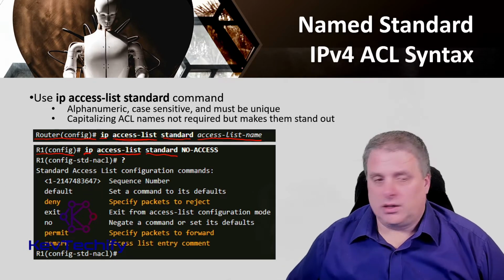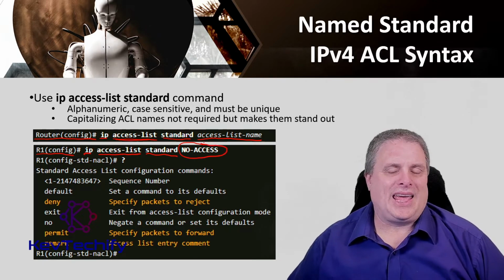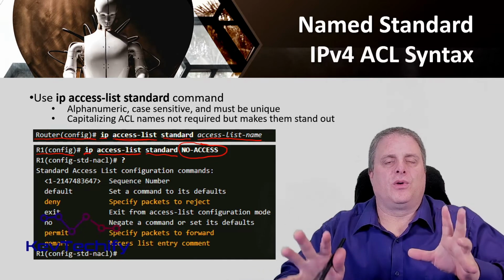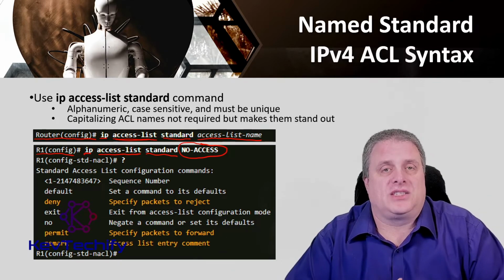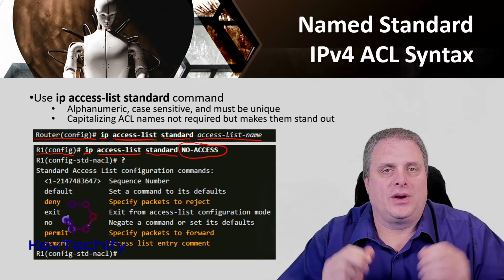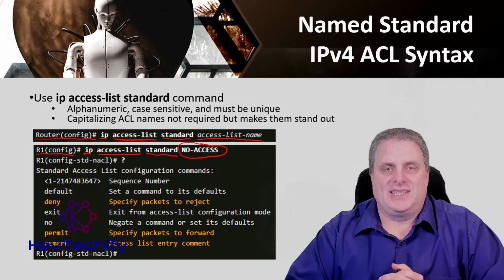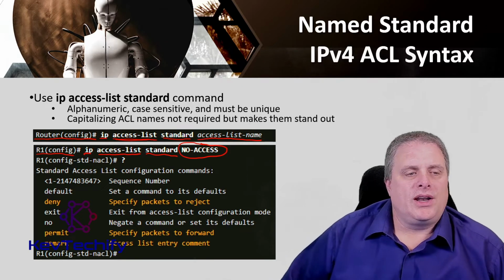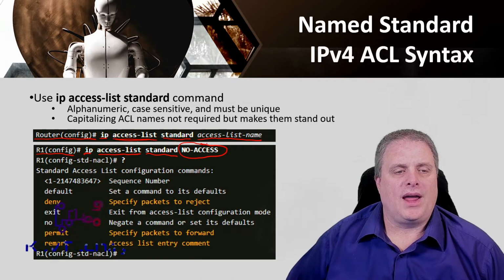When you create your name for your access control list, a lot of people capitalize the entire name. The reason they capitalize it is when you're scrolling through your configurations looking for the names of your access control lists, and you've got 20, 30, 50, 100 different access control lists, capitalizing that name will make it stand out and be easier to find. You don't have to capitalize it. Once again, remember, it is case sensitive, but it just helps you as you go through. Once you enter your command here, ip access-list standard, and then you give it a name, right here we're going to call it NO-ACCESS.